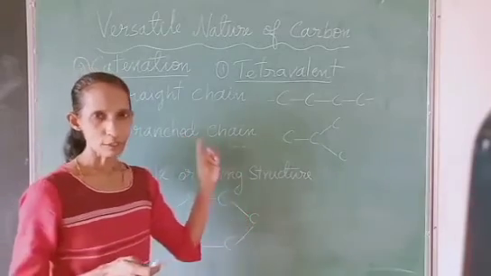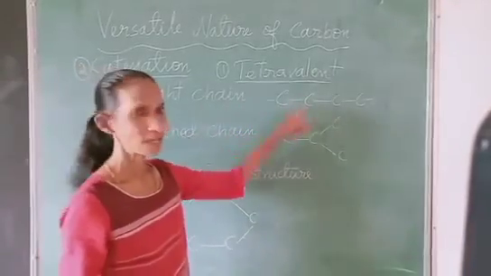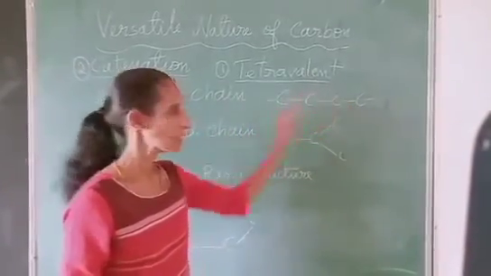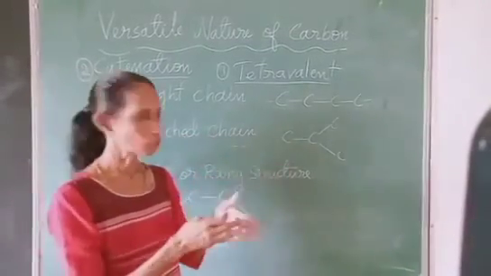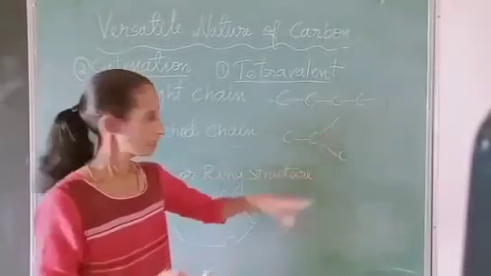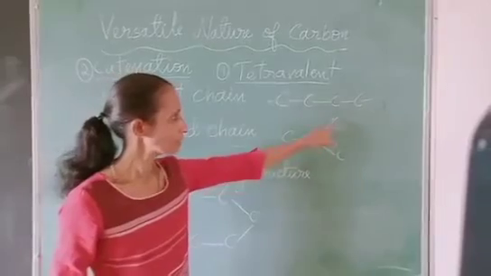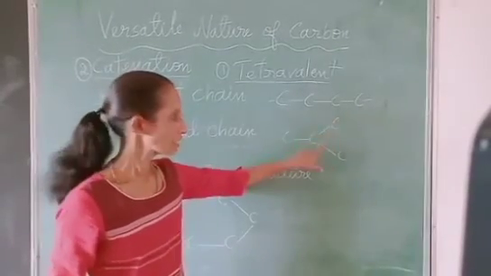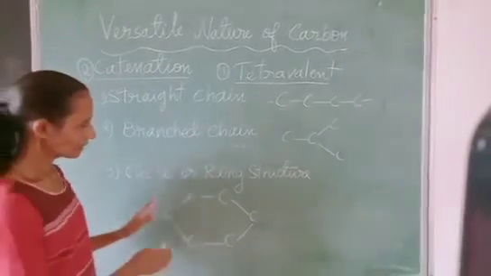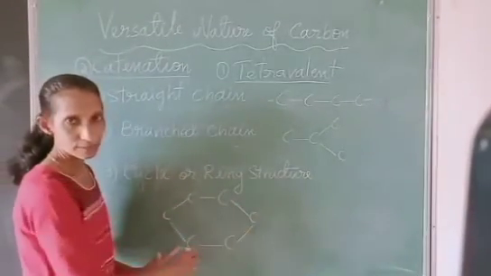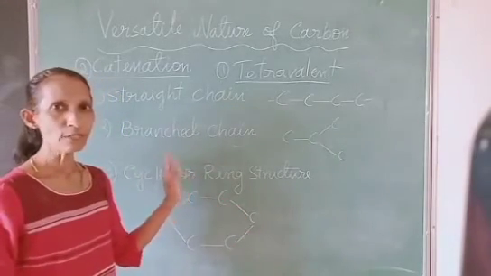What are the possibilities of catenation? 1. Straight chain, that is, carbon atoms are joined in the form of a chain. Second possibility is branched chain. Carbon atoms are joined in the form of a branch. Now you see first carbon atom, second carbon atom. For the second carbon atom there are branches. One branch is this, second branch is this. Third one, cyclic or ring structure. Carbon atoms are joined in the form of a ring. These are the possibilities of catenation.